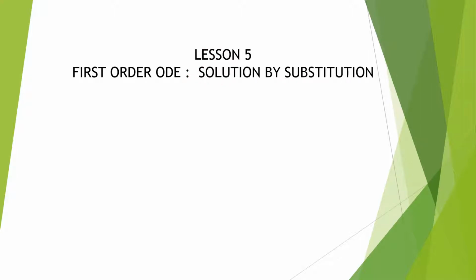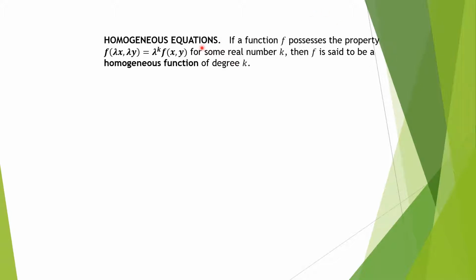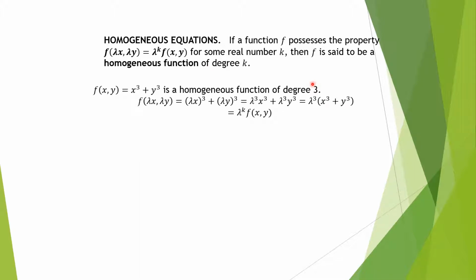Now let me define what a homogeneous equation is. If a function f possesses the property that f(λx, λy) is λ to the k times f(x, y) for some real number k, then f is said to be a homogeneous function of degree k. Let's have an example.